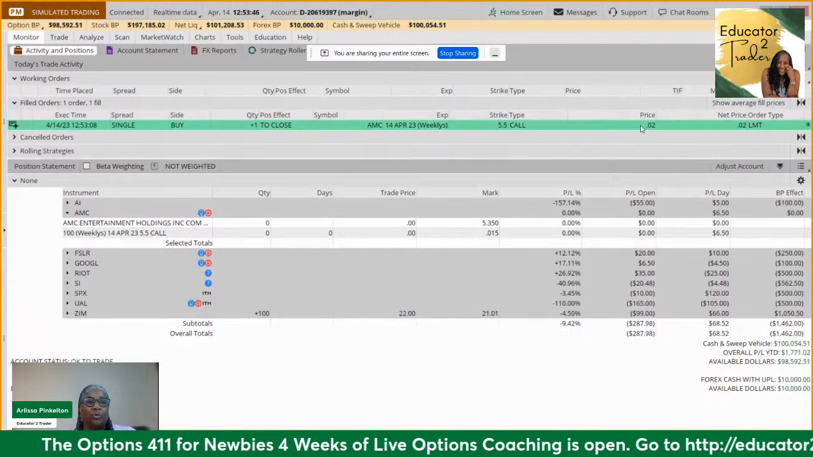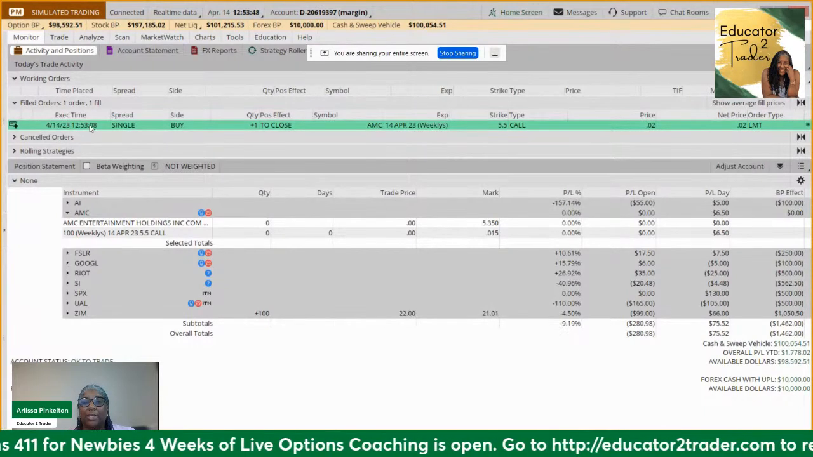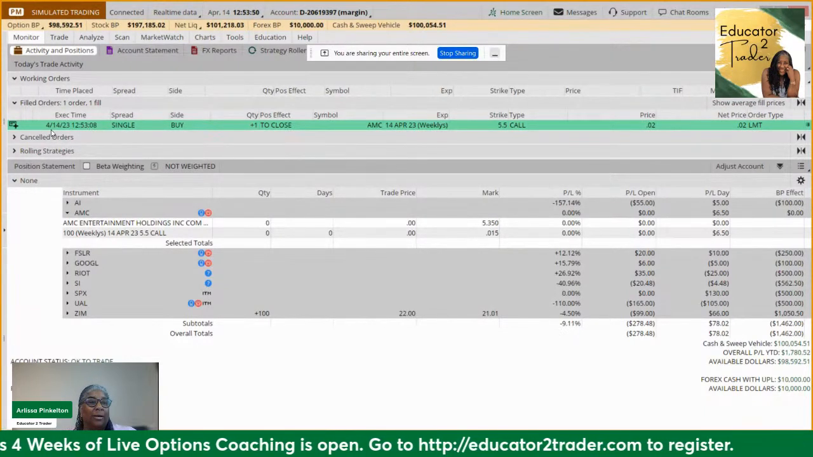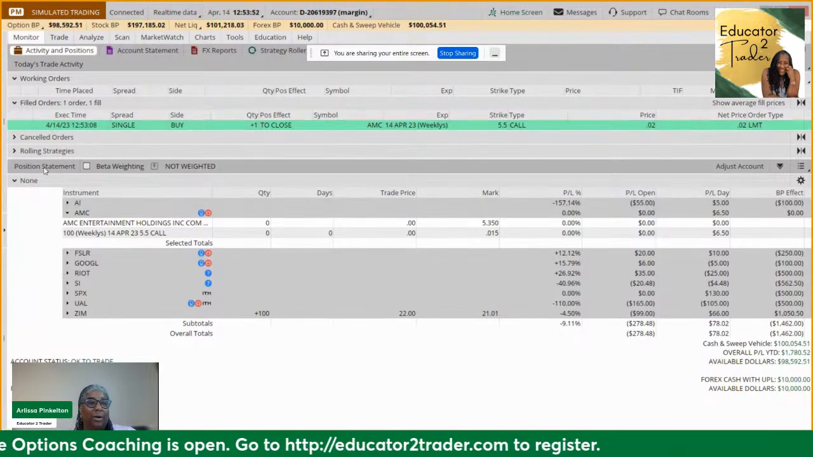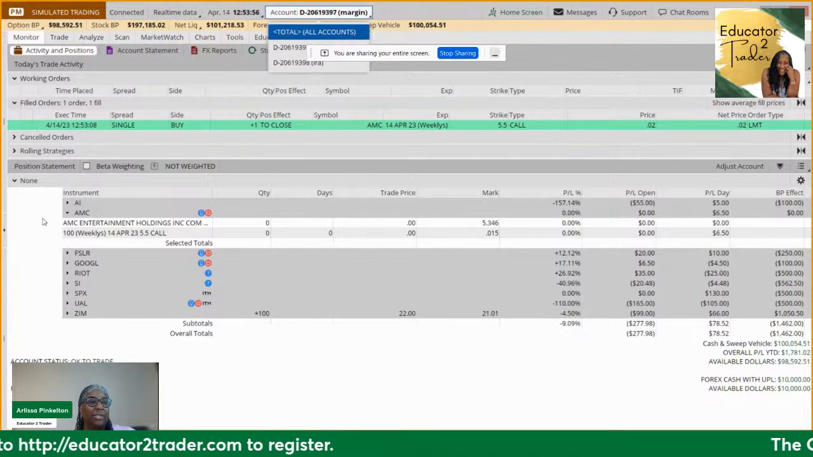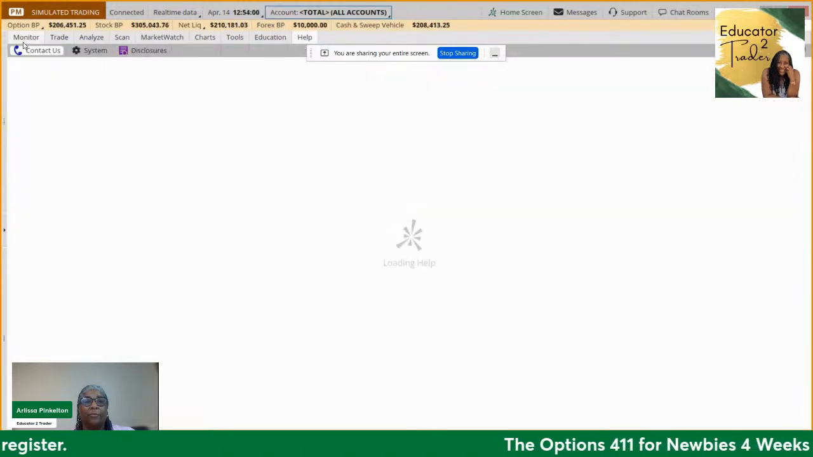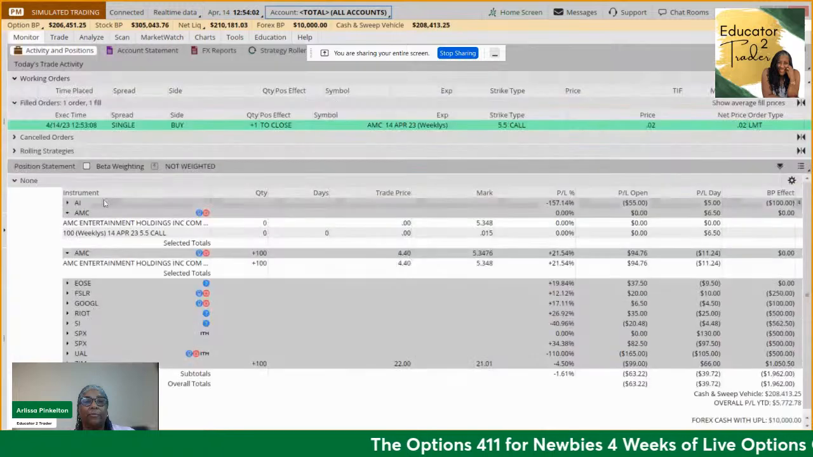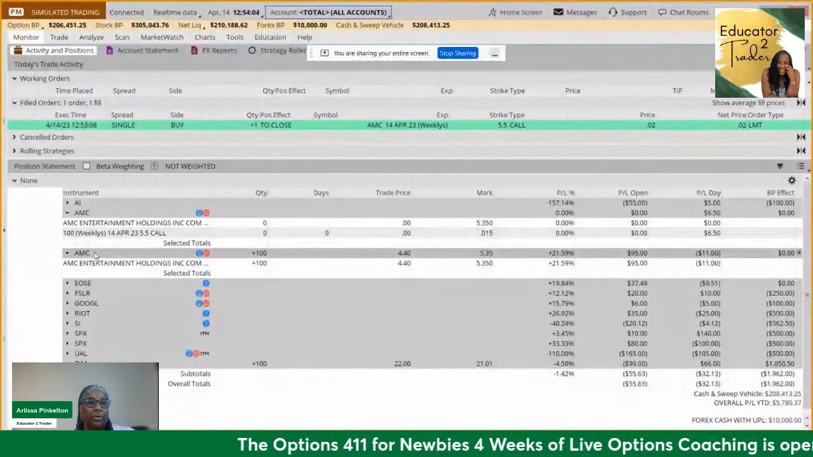All we did was buy back. Our 100 shares should still be there, but I don't see them right now. Let's see if we need to put all accounts here, and that'll maybe fix that. There we go. Our AMC shares are right there.